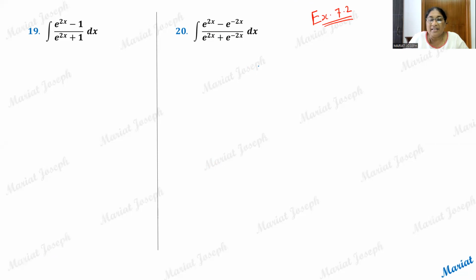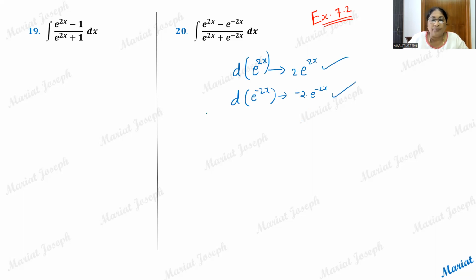What is the derivative of e raised to the power 2x? Ishita, derivative of e raised to the power 2x? 2 into e to the power 2x. Yes, e raised to the power 2x into 2. Now tell me, Ishita, again, what is the derivative of e raised to the power minus 2x? Minus 2 into e to the power minus 2x.